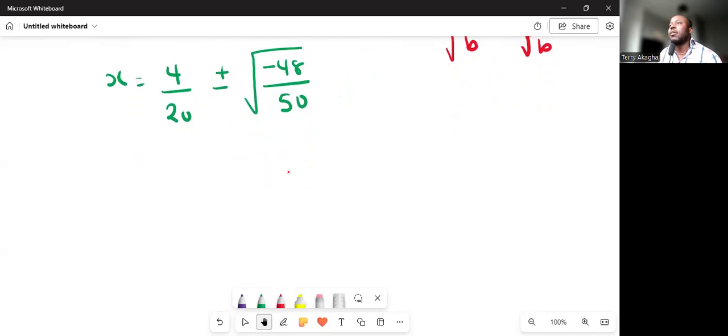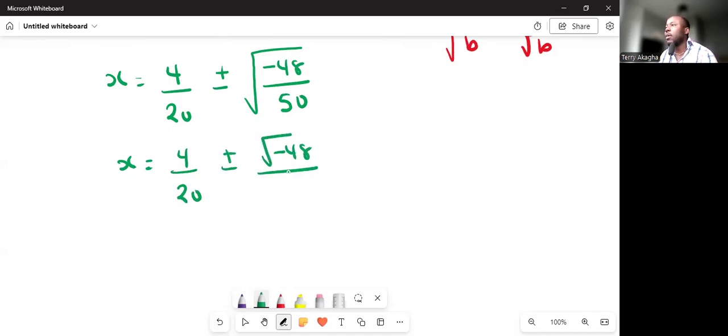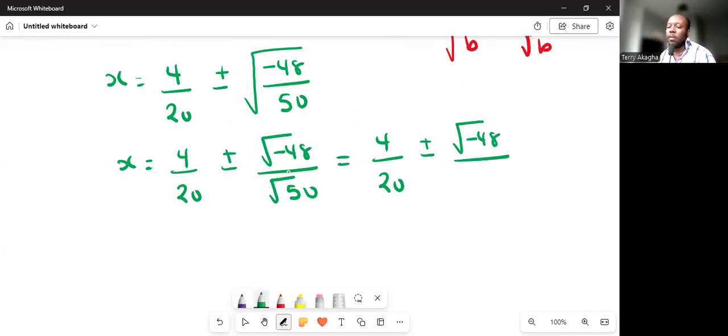We're going to have x equal to 4 over 20 plus or minus the square root of minus 48, divided by the square root of 50. Now that will give us 4 over 20 plus or minus the square root of minus 48. The square root of 50 is going to give us 5 root 2.